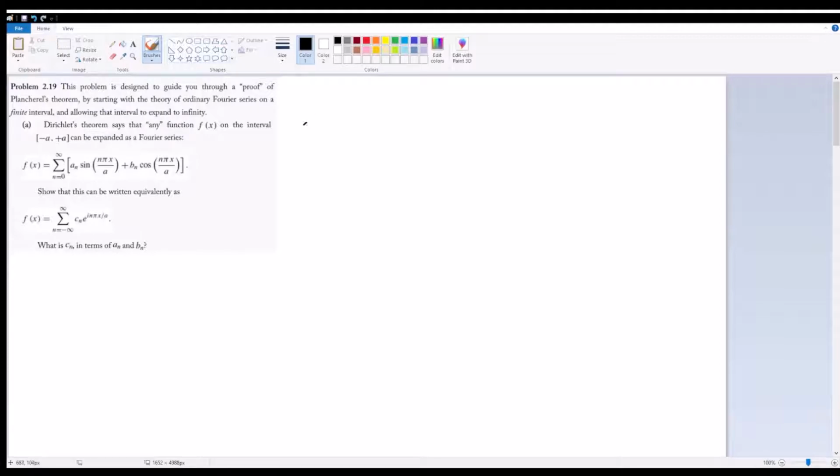So sine of x is equal to e to the ix minus e to the negative ix all over 2i. And we also have cosine of x is equal to e to the ix plus e to the negative ix all over 2.